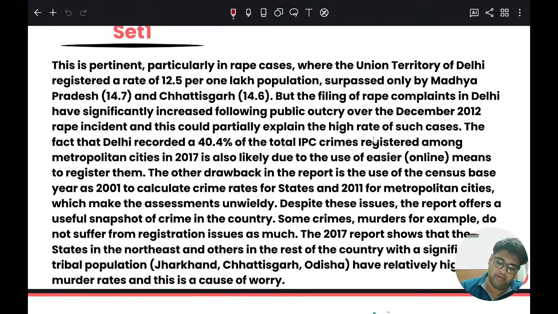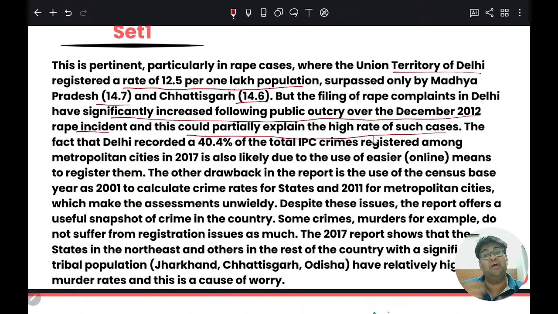This is pertinent, particularly in a place where the Union Territory of India, Delhi, has a rate of 12.5 per 1 lakh population, surpassed only by Madhya Pradesh at 14.7 and Chhattisgarh. But the filing of rape complaints in Delhi has significantly increased following the public outcry over the 2012 rape incident, and this could partially explain the high rate. Now we are getting into a serious matter. Why are some states reporting more and more crimes?